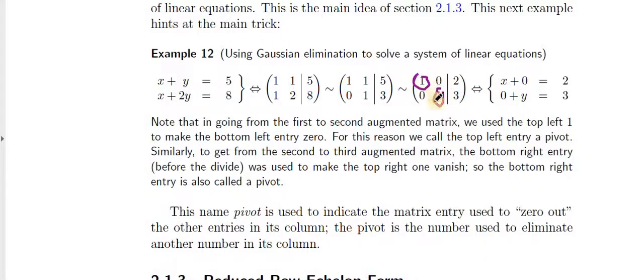These two entries are called pivots. Right? So the process of Gaussian elimination is the process of creating pivots. Every time you have a pivot, that makes it easy to find a certain variable. All right? So we'll see more about that later on.